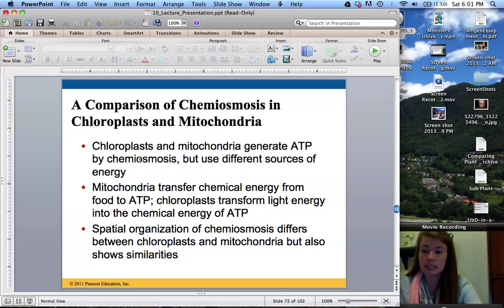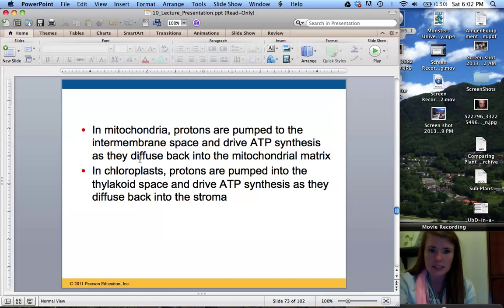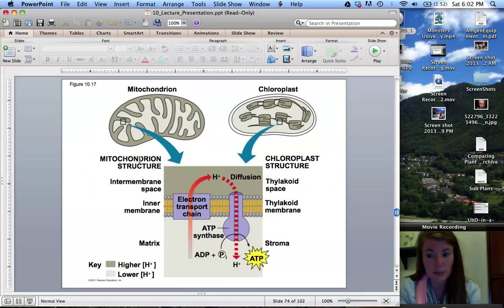So obviously, there are differences in the structure between chloroplasts and mitochondria. The structure is a little bit different, but basically the setup is the same. The whole function of it is the same. So in mitochondria, remember that protons are pumped into the intermembrane space, and then when they rush back through the cristae into the matrix, they make ATP. Whereas in chloroplasts, protons are pumped inside the thylakoid space. So here's a thylakoid, they're pumped inside here, and then they rush out back into the stroma to make ATP.